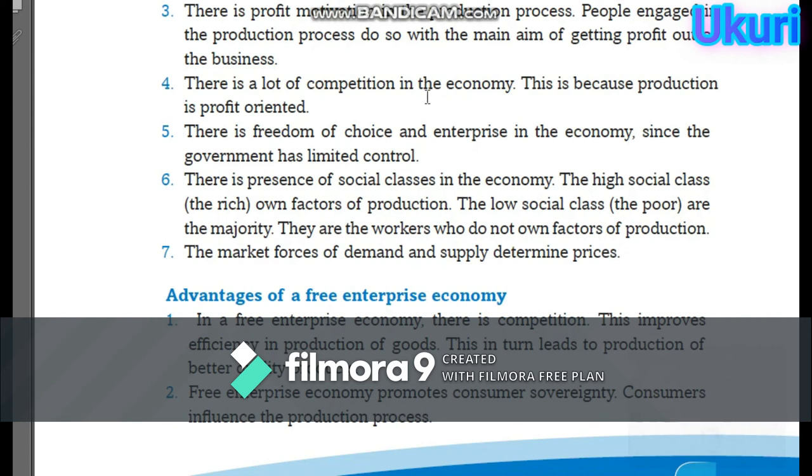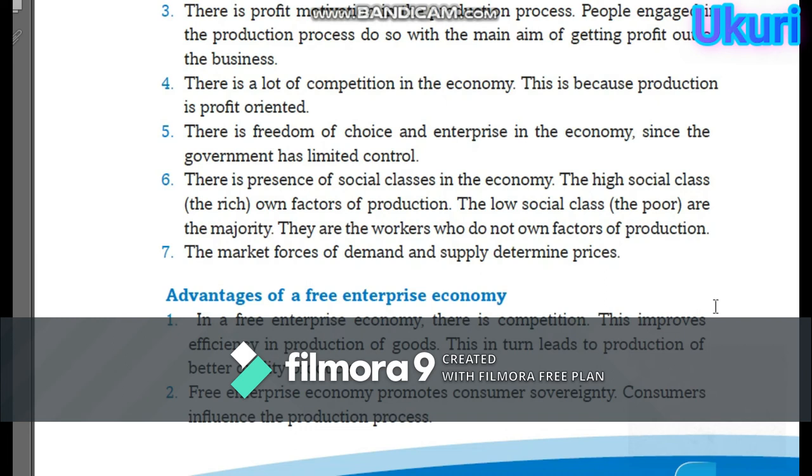Number four, there is a lot of competition in the economy. Kubera ko abantu bose benshi baba bashaka kujya mu bikorwa kugira ngo bihangire imirimo, haba hamo competition nyinshi cyane. There is a freedom of choice and enterprise in the economy, as we have seen in the definition. There is a presence of social classes in the economy. The market forces of demand and supply determine prices.